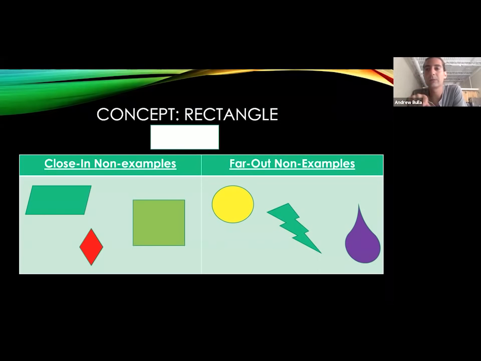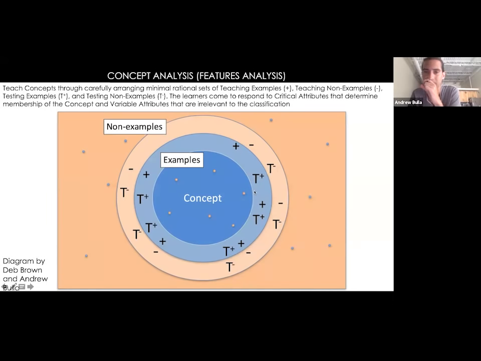So we want to program with those from the start to show that discrimination up front. And then if we can get that, we get all of these far out non-examples for free. So I can teach that these aren't the same, and then without having to do any teaching, the learner automatically excludes these because they are so different that this is not where they're going to get confused. So here's a diagram that my colleague Deb Brown and I created to show where we want to target our teaching and testing examples and non-examples.